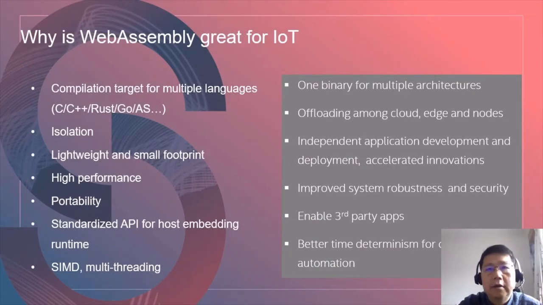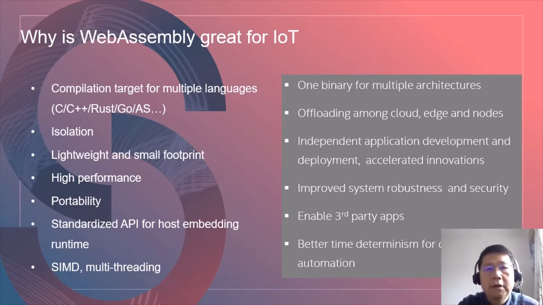WebAssembly was created for improving the web application performance, and nowadays, it is viewed as an important technology for a much larger scope. WASM has several great features, which are extremely useful for the IoT space. First, WASM is a compilation target for multiple front-end languages, which enables more developers in IoT programming. The isolation with the WASM sandbox and a small footprint is especially useful for those embedded devices.